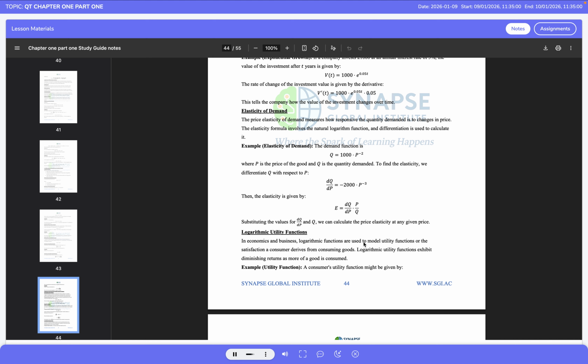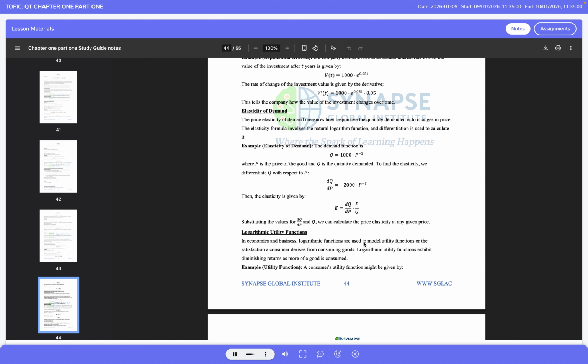Logarithmic functions are also essential in the analysis of elasticity of demand. Price elasticity of demand measures how responsive quantity demanded is to changes in price, and differentiation plays a key role in its calculation. For example, if the demand function is written as 1,000 multiplied by p raised to the power -2, where p is price and q is quantity demanded, differentiating with respect to price gives -2,000 multiplied by p raised to the power -3.